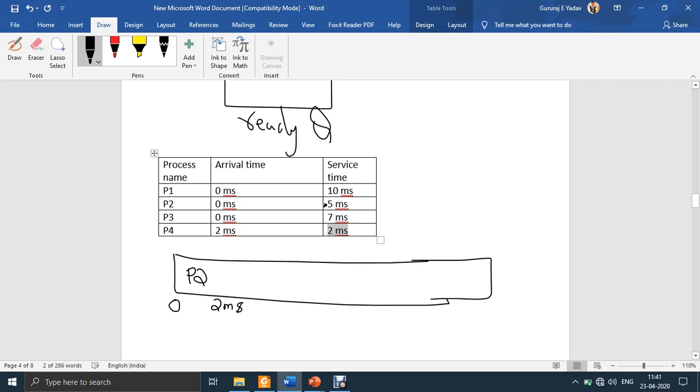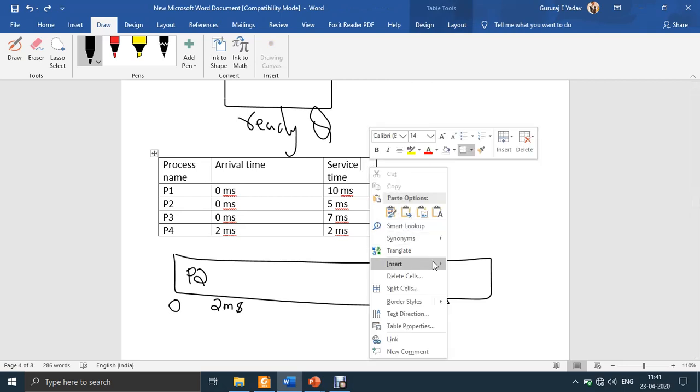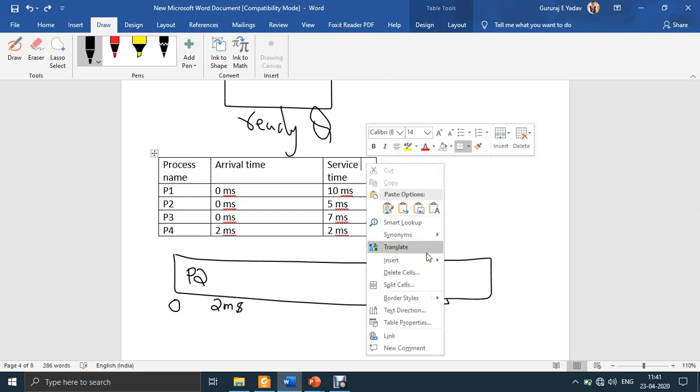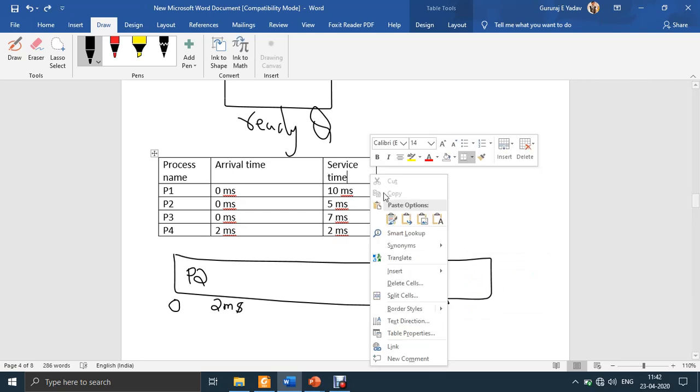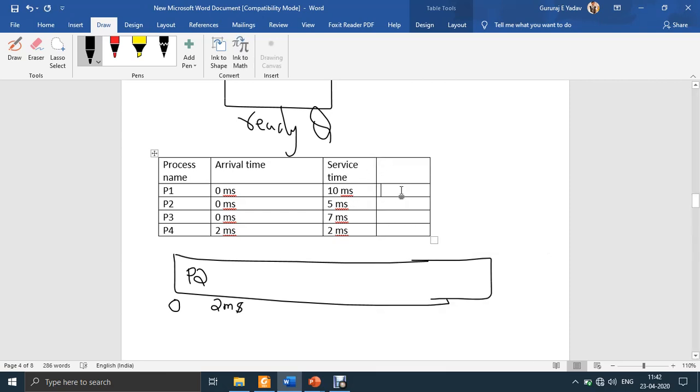So it requires a total of 5. Out of 5 milliseconds, how much is remaining? You can add a new column here. Insert a column to the right. What is this column? This will have the remaining time. So out of 5, P2 has run for 2 milliseconds. So what is the remaining time? 3 milliseconds.